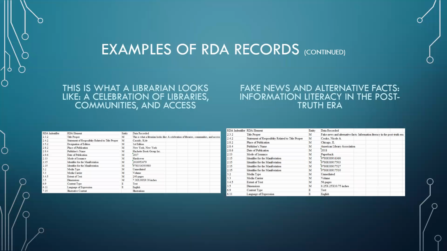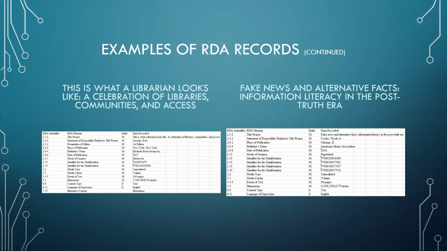The next one is This Is What a Librarian Looks Like: A Celebration of Libraries, Communities, and Access. It's written by Kyle Cassidy. It's a first edition published in New York, New York by Hachette Book Group, Inc. in 2017. I've listed also its Library of Congress number as well as its ISBN. And yes, I listed the page numbers and in fact it has illustrations.